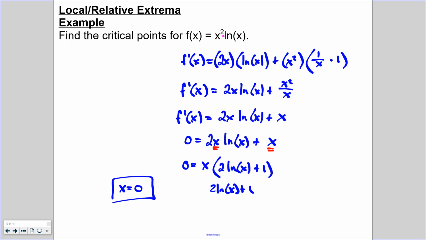Alright, so then for 2 times the natural log of x plus x equals 0. And it's not plus x. What are you doing, Coolman? Go away, go away, go away.